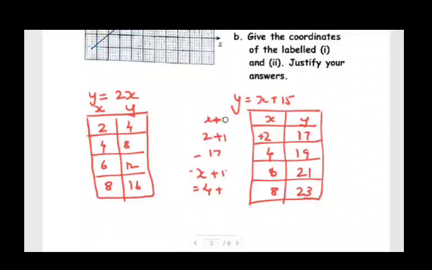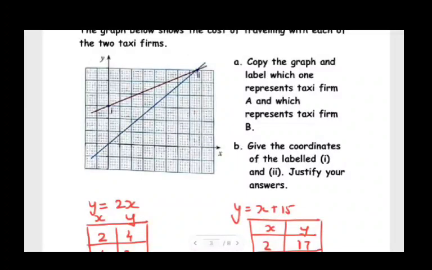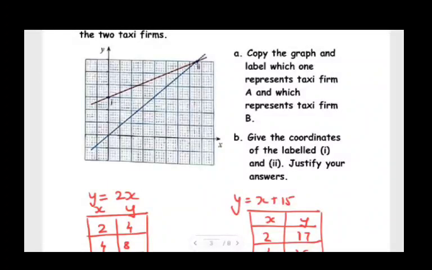Alright? Once you understand the term to term rule, you understand the pattern, with the first two numbers or with the first two terms, it becomes easier eventually. Alright, so these are my coordinates right here. So now they are saying, which line represents A and which line represents B. So first I will have to mark the coordinates. So on my x-axis, I'll take the kilometers. Alright? And on my y-axis, I'll take the dollars.